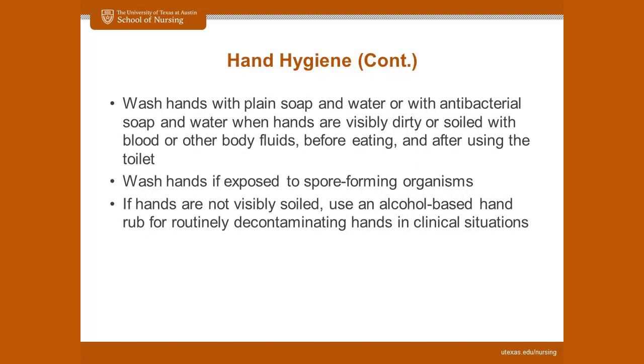Wash hands with plain soap and water or with antibacterial soap and water when hands are visibly dirty or soiled with blood or other body fluids, before eating, and after using the toilet. Wash hands if exposed to spore-forming organisms. Examples of spore-forming organisms are Clostridium difficile and Bacillus anthracis. If hands are not visibly soiled, use an alcohol-based hand rub for routinely decontaminating hands in clinical situations.